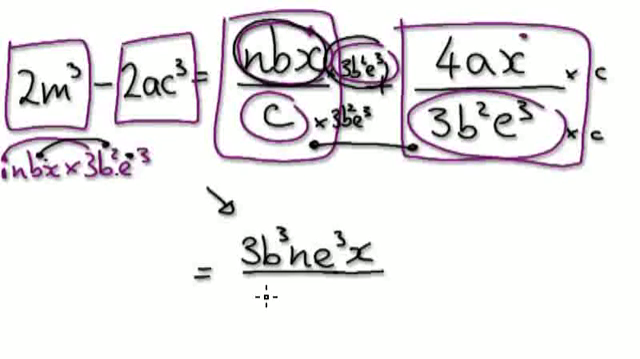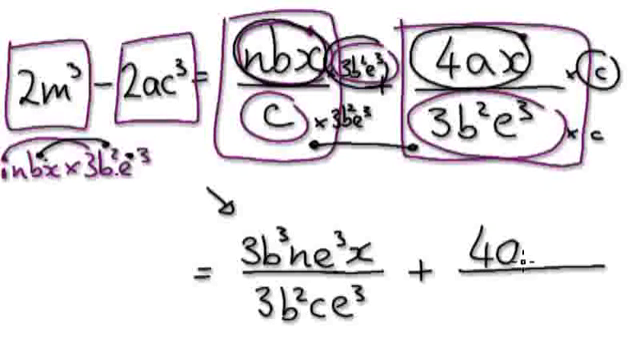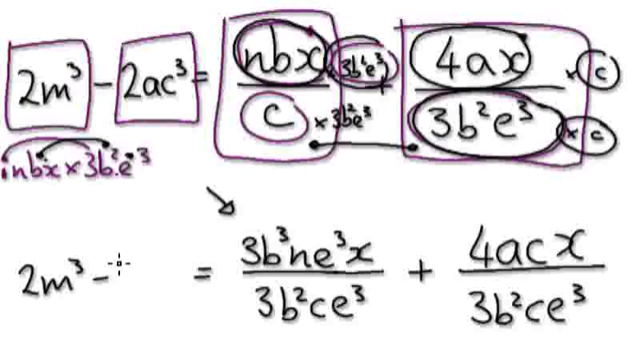The bottom part will be 3b squared c e to the power of 3, and then you've got plus this thing here. Now it's just this times this, so it will be 4acx, and then at the bottom will be 3b squared c e to the power of 3, because you're getting this multiplying by this. On the right hand side, it remains the same: take away 2ac to the power of 3.